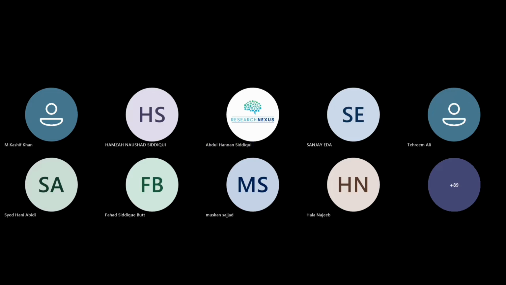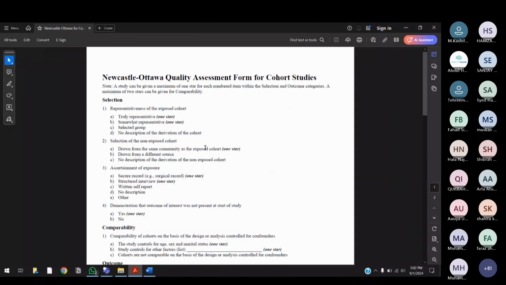I'm just opening the file. Alright, so I have this PDF file open in front of me. As you can see from the heading, it is the Newcastle-Ottawa Quality Assessment Form for Cohort Studies.